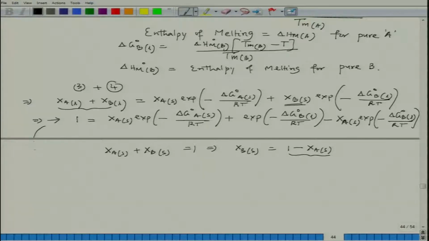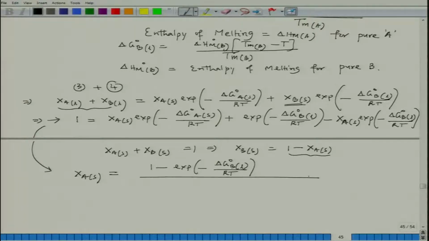And then from this I can get XAS equal to 1 minus exponential minus delta G0 BL by RT divided by exponential minus delta G0 AS by RT minus exponential minus delta G0 BL by RT. So this is one solution, I can put it as equation 5.